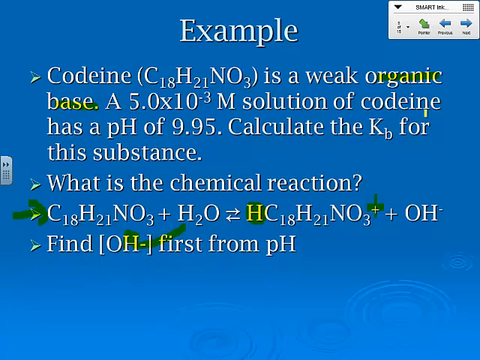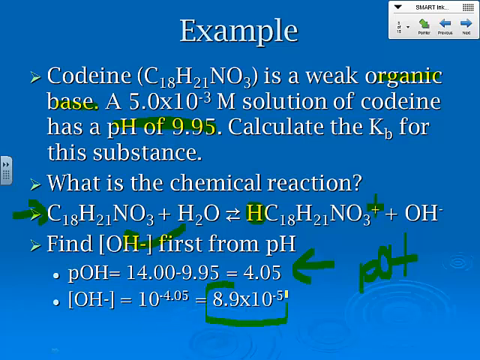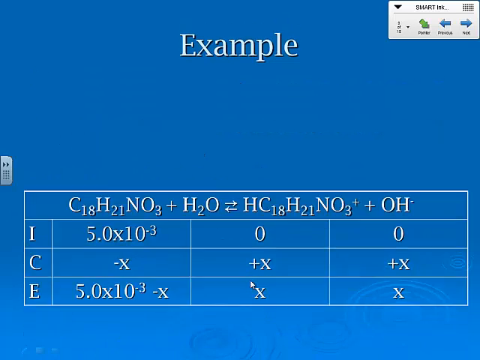Now, to find hydroxide, we first can work backwards from the pH. pOH is 14.00 minus 9.95, so we've got 4.05 for our pOH value. No, I'm lying, that's our pOH, because they gave us pH up here. You can find the hydroxide by using the inverse log, the 10 to the x key, to get 8.9 times 10 to the negative fifth. Again, you could have used Kw, different ways to do those.